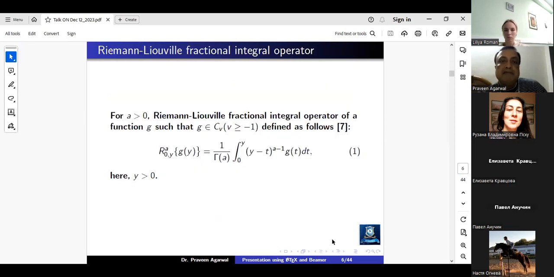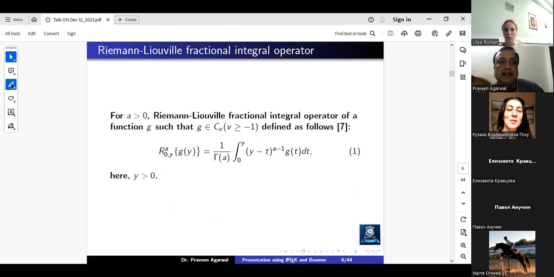The Riemann-Liouville fractional integral operator is defined by equation number 1. You can see that for α greater than 0, the Riemann-Liouville fractional integral operator of a function g, such that g belongs to C_ν, is defined by equation 1.